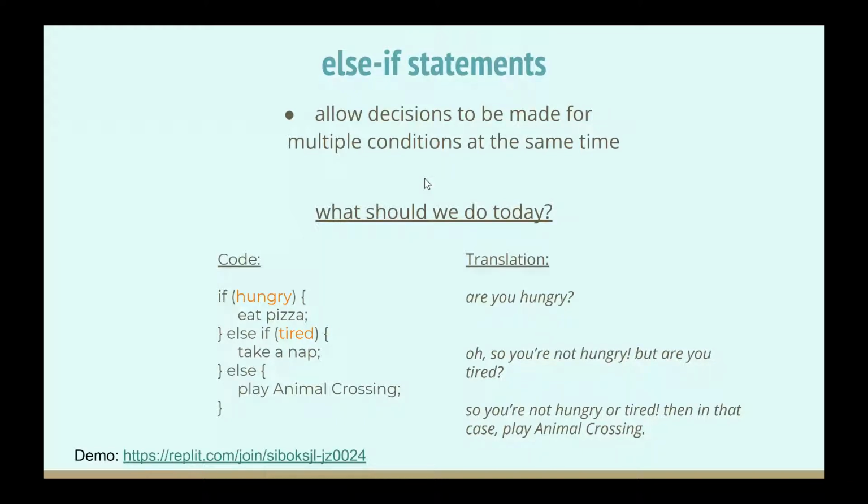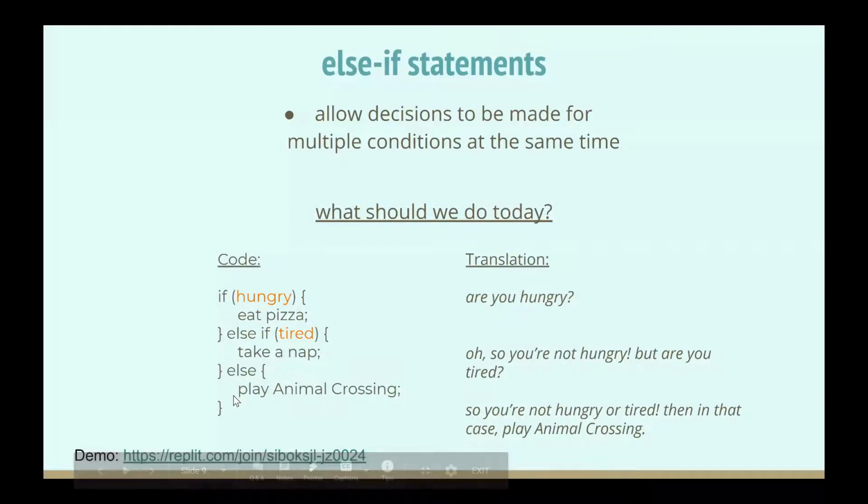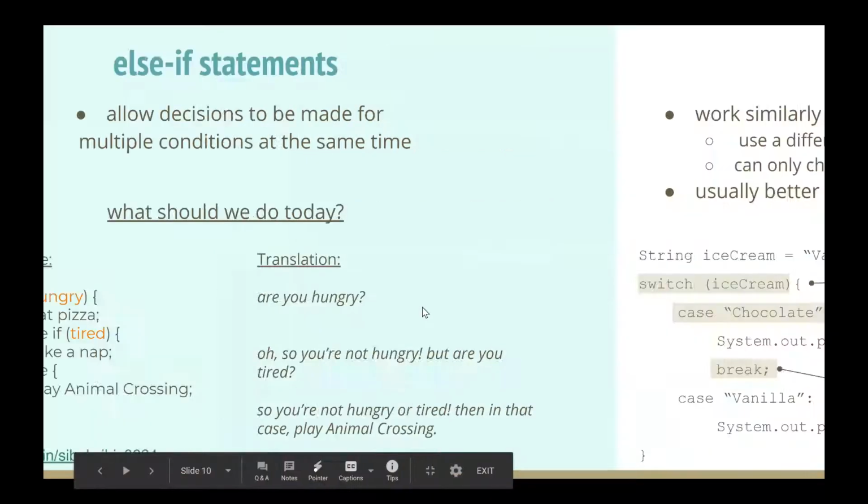So like if I'm hungry, I'll eat pizza. Else, if I'm tired, I'll take a nap. Else, if I'm bored, I'll play a game. Else, I'll go outside or something like that. So you can have as many else if statements, and this final else statement is optional. It can be like if this is true, then this. Else, if this other thing is true, then this, and it can just stop right there.